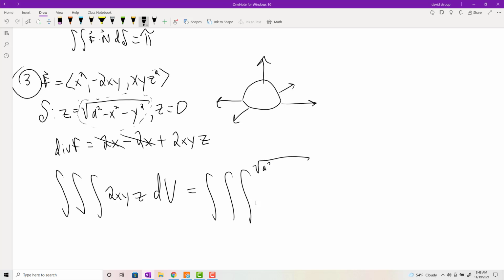Yeah, so right now I'm thinking of just keeping it in rectangular coordinates. So surface to surface, surface z equals 0 to z equals square root of a squared minus x squared minus y squared. Then you'll see on the object I'm actually showing you surface to surface.